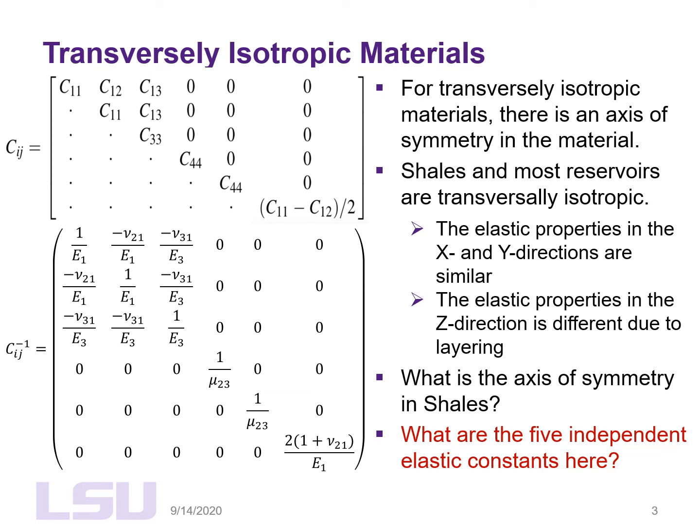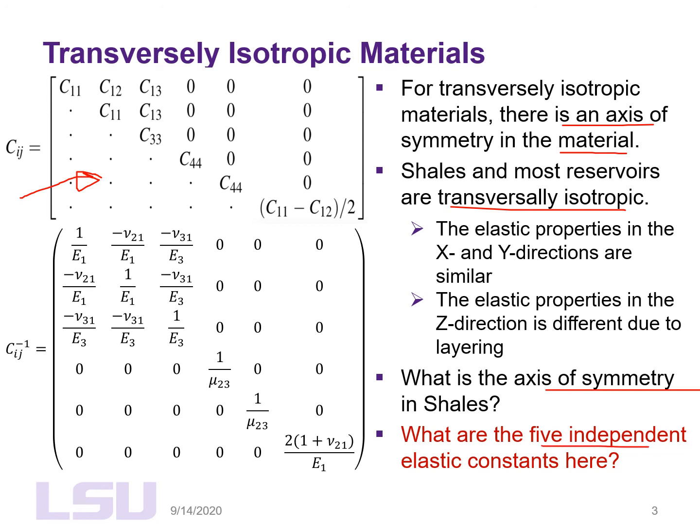For transversely isotropic materials, like I had explained, there is an axis of symmetry, and in rocks, it will be the z-axis because the material is symmetric. The material is basically isotropic in the horizontal direction. Anywhere in the x or y, the material property is the same. And shales and most reservoirs are transversely isotropic. This is what your elastic stiffness matrix will look like. And yeah, the answer to this is the z-axis.